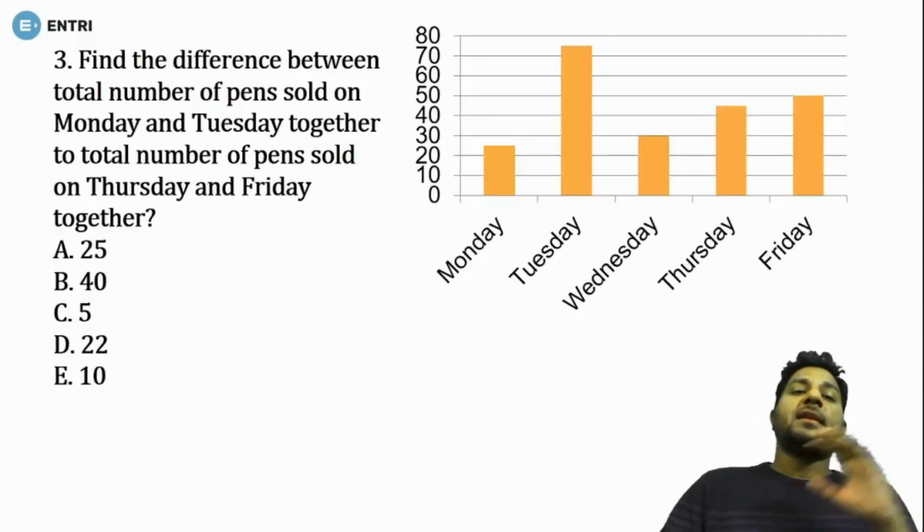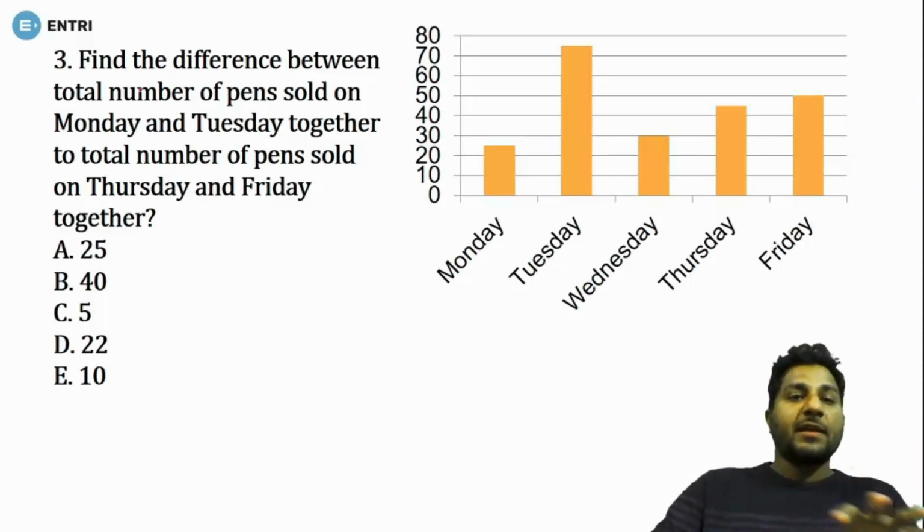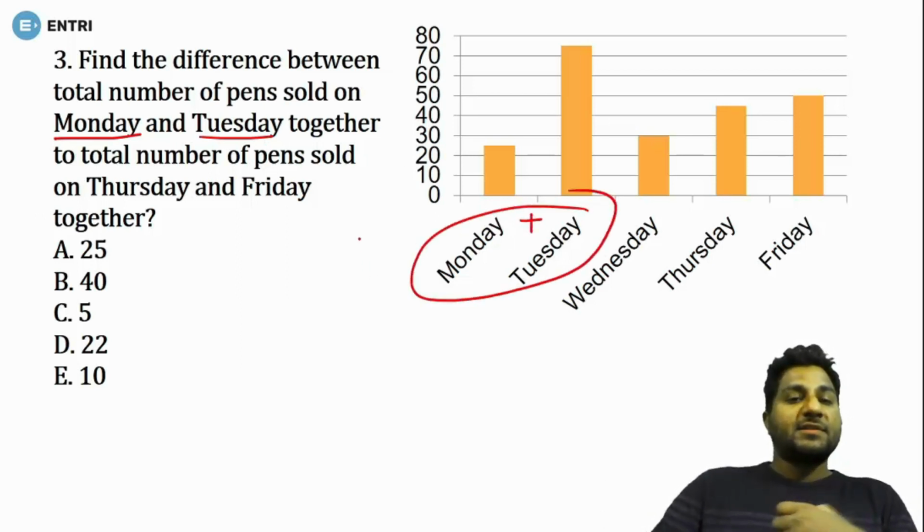Here is the next question. It is saying find the difference between total number of pens sold on Monday and Tuesday together. So basically we need to combine Monday and Tuesday's data. Let's do this.